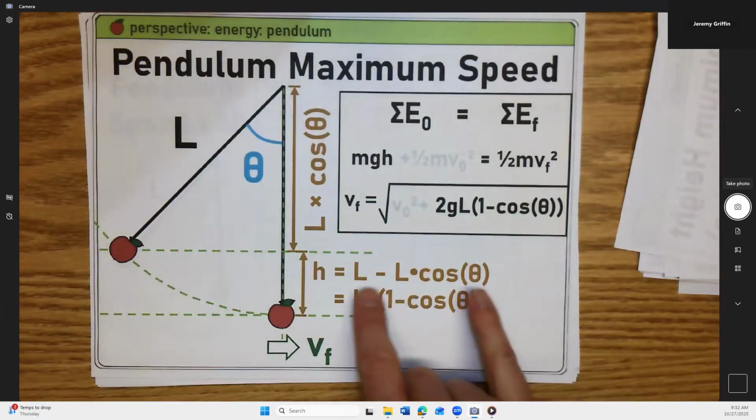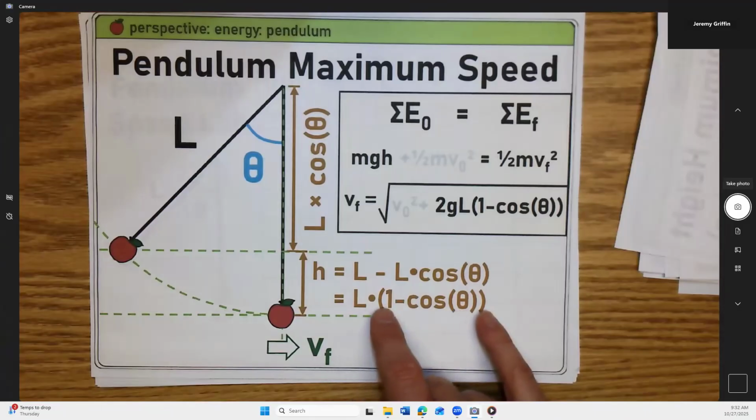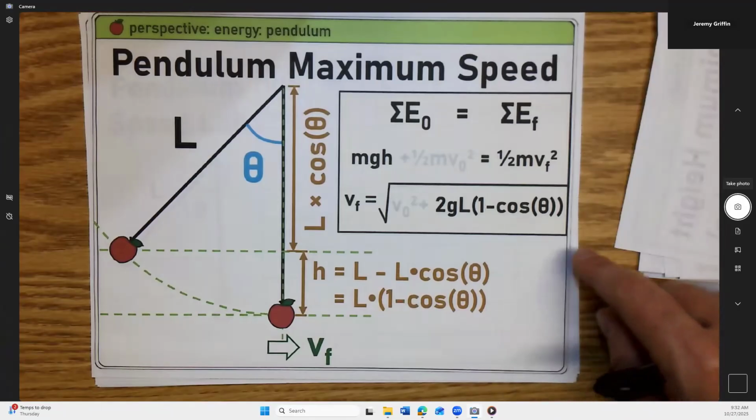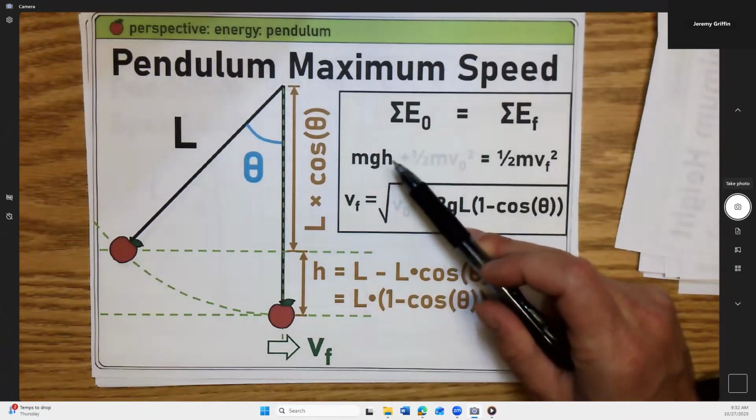So h is L minus L cosine theta. Oftentimes you'll see the L factored out. You don't have to, but you could. That leaves you with L times (1 minus cosine theta). So if you see that, you know where it's coming from. Then you can substitute that into this height right here.